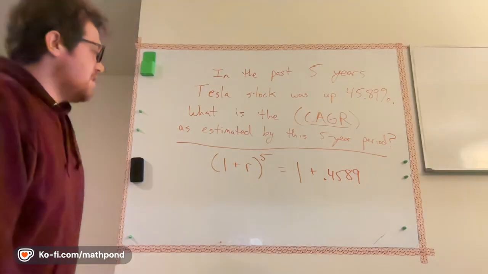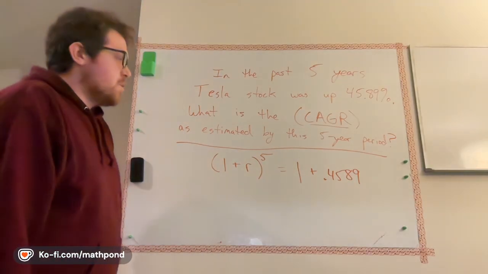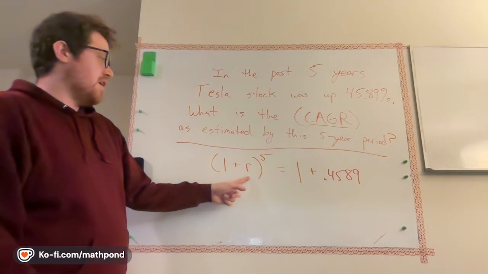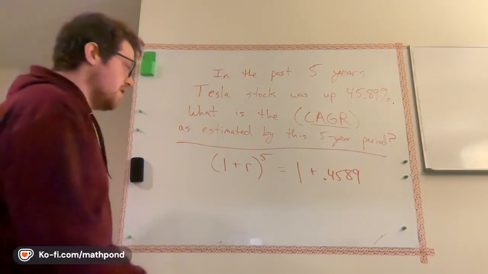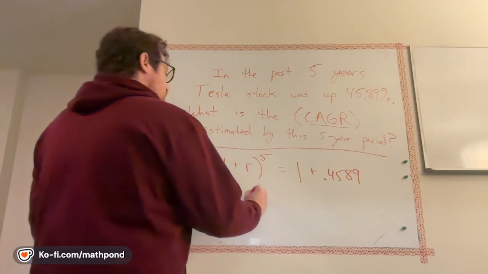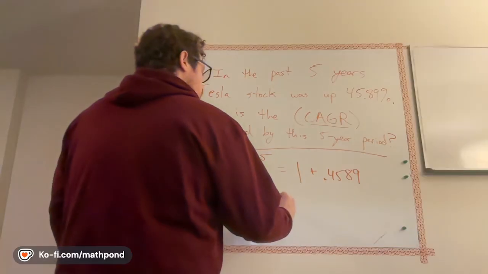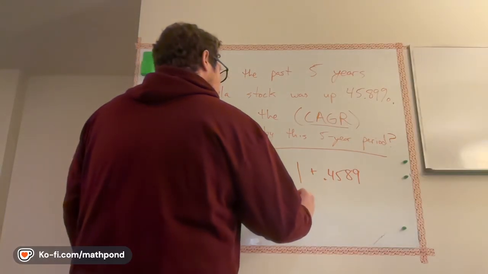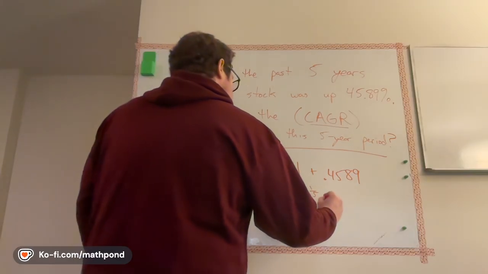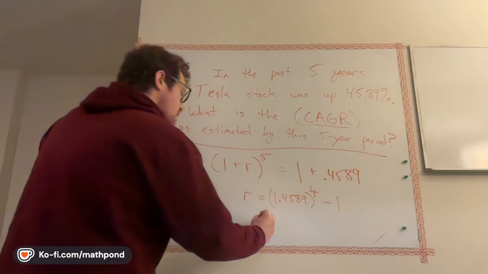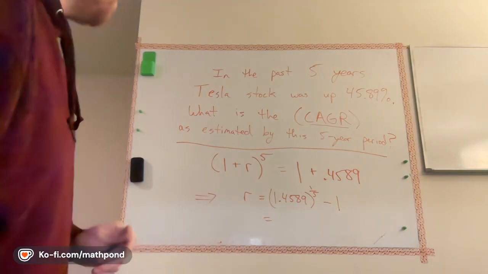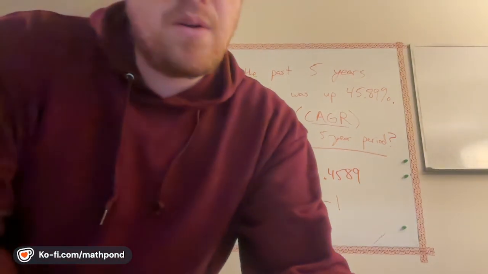Okay, yeah, so let's solve this. With a calculator, it's pretty easy. You can just take the fifth root of this and then subtract 1, and you get r. So yeah, let's do that. So r should be 1.4589 to the 1/5 power, and then I subtract 1. Which I did not do right now, but we can do on Wolfram Alpha.